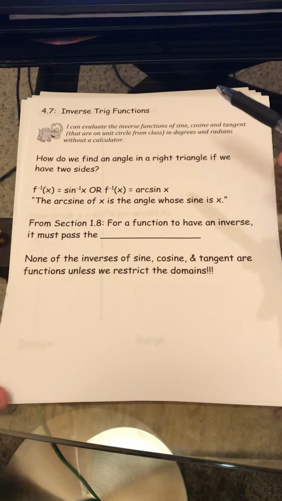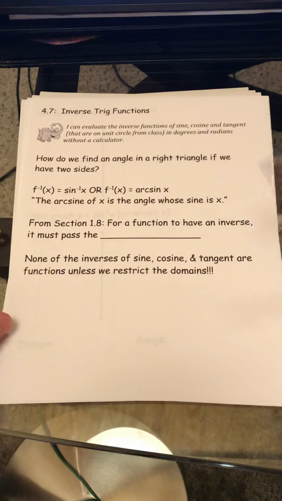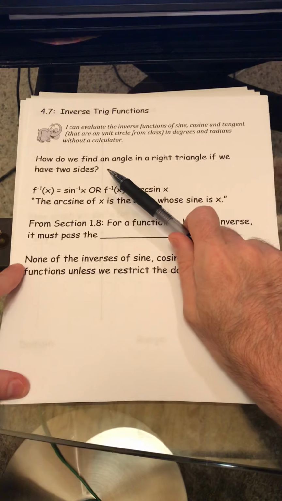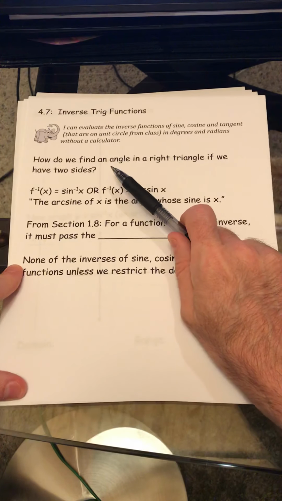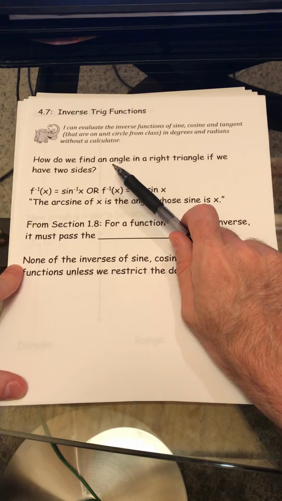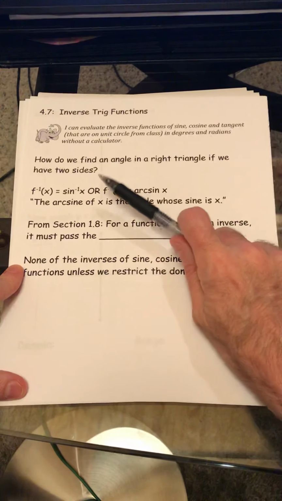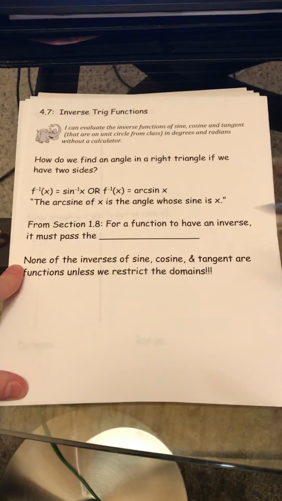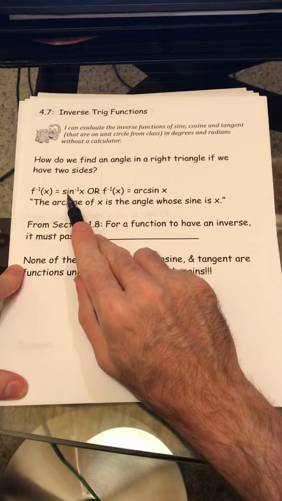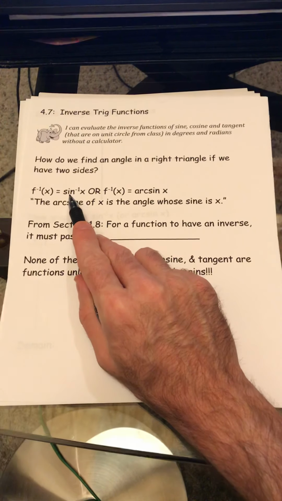We are going to get started into section 4.7 now, dealing with inverse trig functions. And if you think about the first half of chapter 4, if we were looking for an angle in a right triangle, how did we find that value if we had two of the sides? Well, we used the inverse of sine, cosine, or tangent.